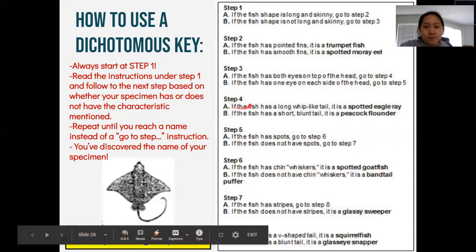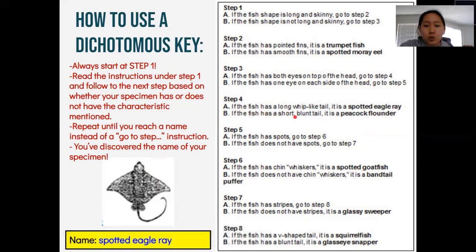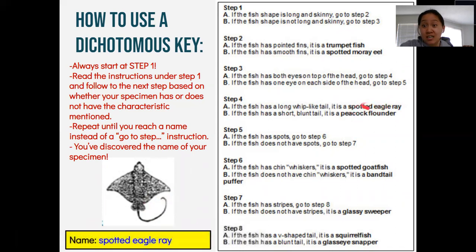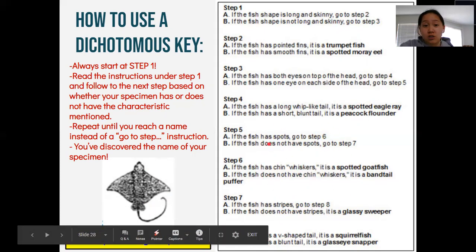So in step four, if the fish has a long whip-like tail, it is a spotted eagle ray. Or if the fish has a short, blunt tail, it is a peacock flounder. Well, that tail looks pretty whippy to me, so it is a spotted eagle ray, and that is how you get your answer. Notice it doesn't say step anymore, so we're done, and that is the answer. If it still had a step right here, we'd be following to another step and reading more instructions to keep going.